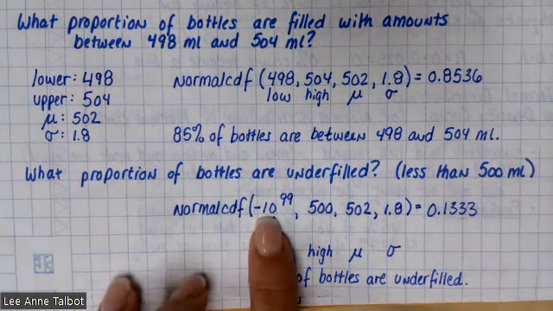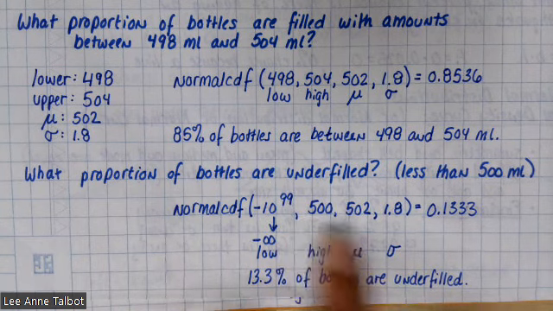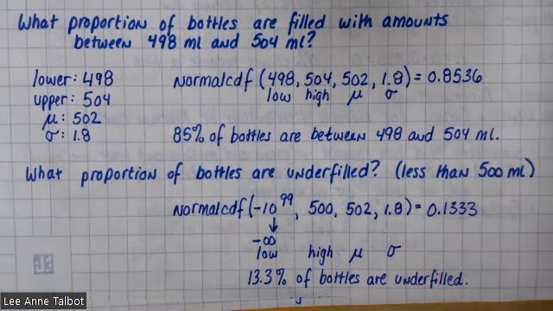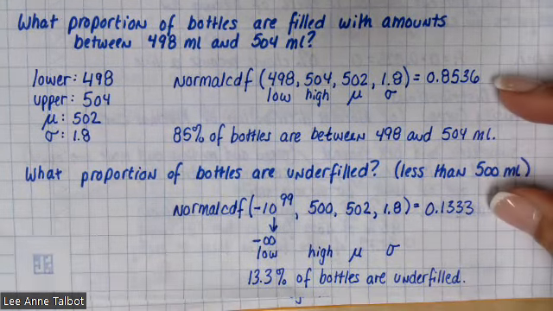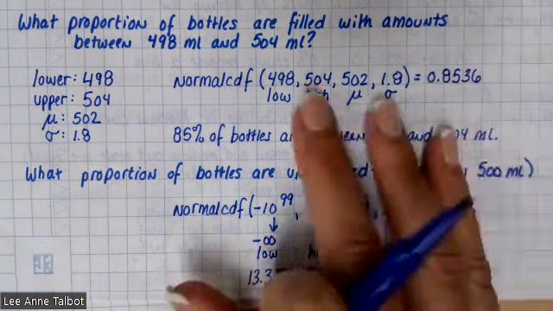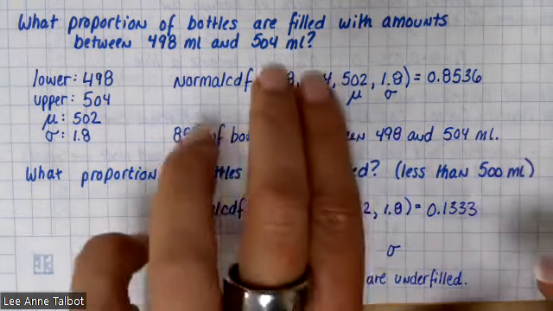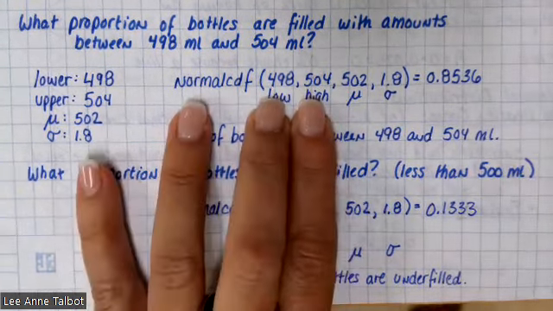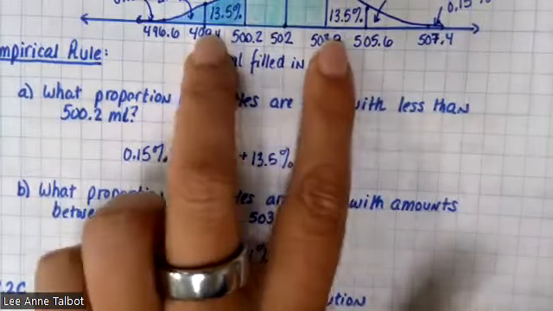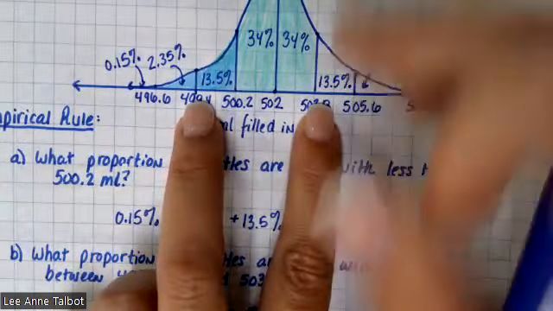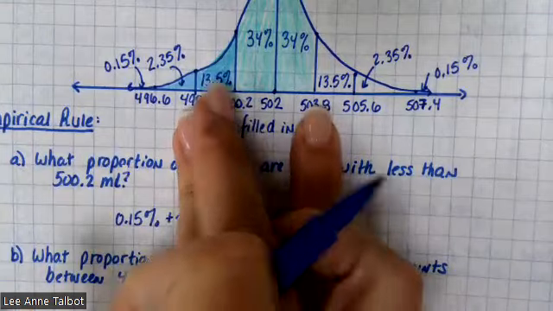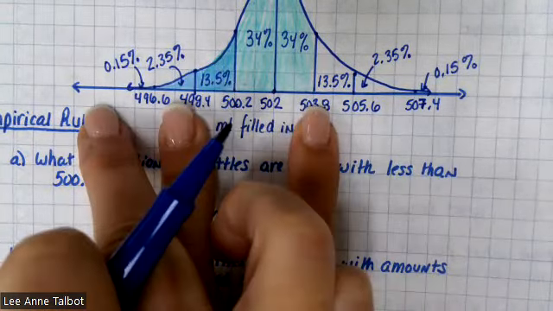The whole curve, if you did negative infinity to positive infinity, it would be 100%. These two should not add up to 100%. No, because, okay, let's look visually. This one is between 498 and 504, which is like here to here. And the other one is less than 500, which kind of overlaps it.